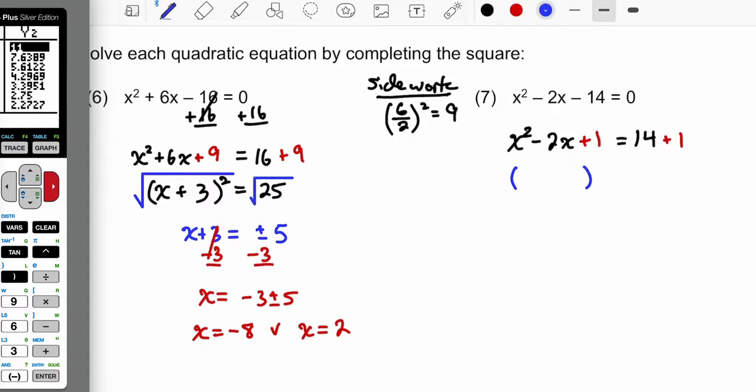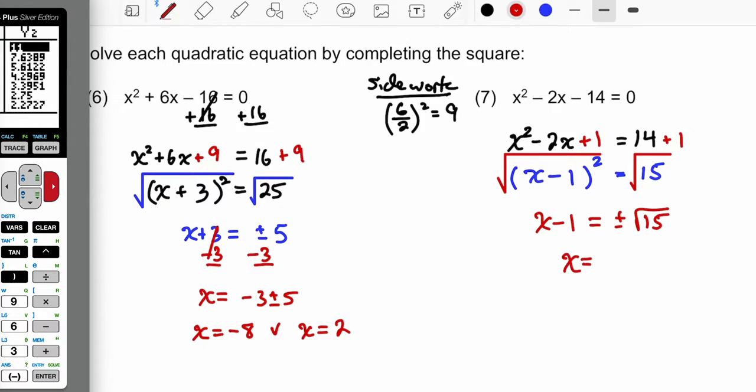Factor the left-hand side. Simplify the right-hand side. You're looking at x minus 1. Take the root. Rad 15 is not something that can be simplified. So x minus 1 is equal to plus or minus rad 15. Then I add 1 to both sides, and I get x is equal to 1 plus or minus rad 15.